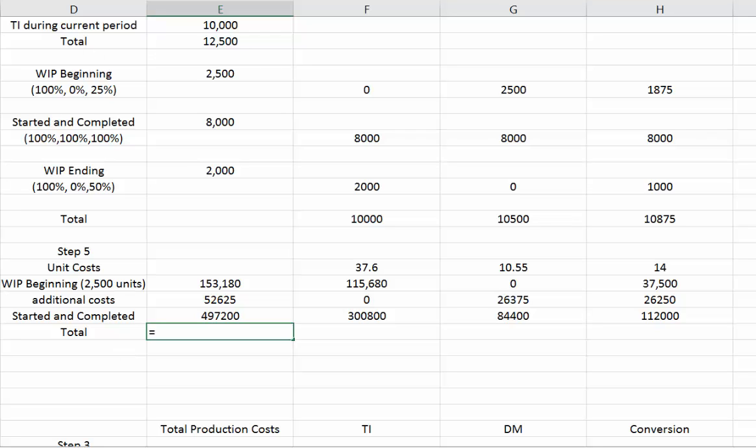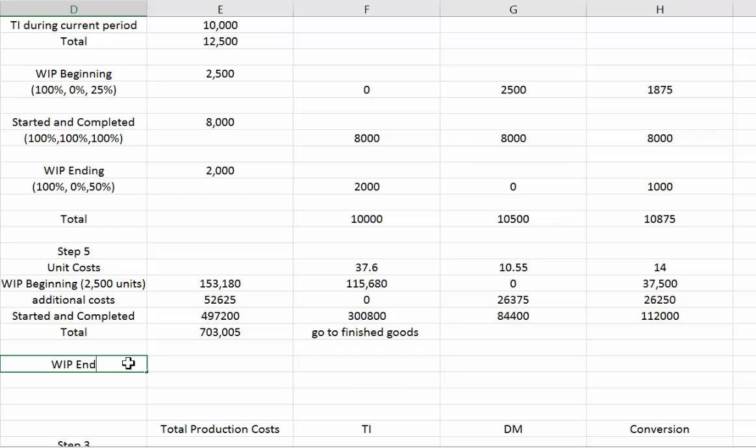So now I'm going to add all these costs, and once again the first number is from the beginning inventory of WIP. Then you invest this much to complete this beginning inventory. Then you invest additional $497,200 to the 8,000 to complete this. So therefore this amount will go to finished goods inventory. Still we have to report the WIP ending inventory, correct? Because that's going to be on your balance sheet.